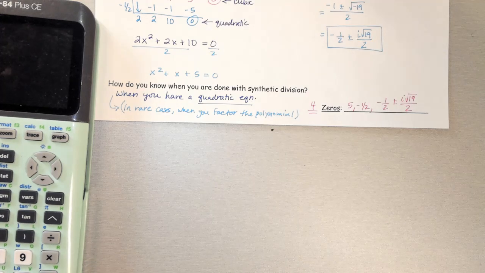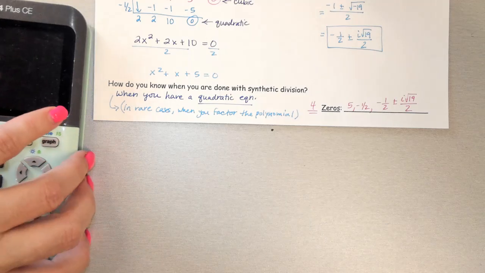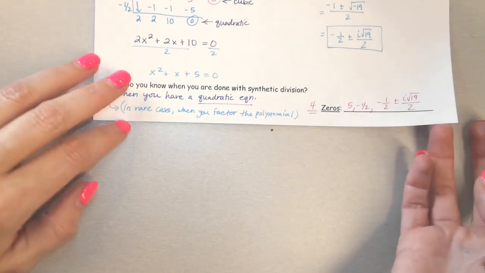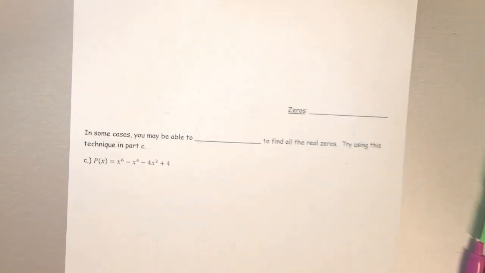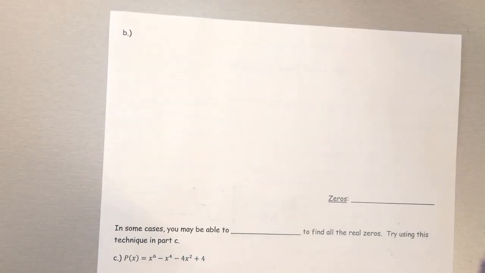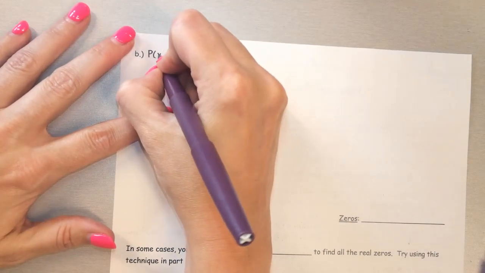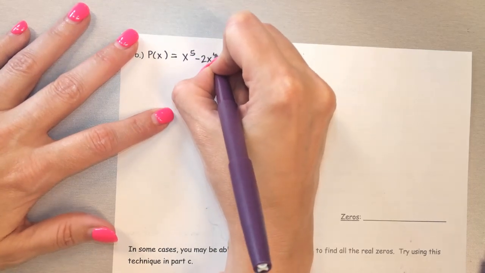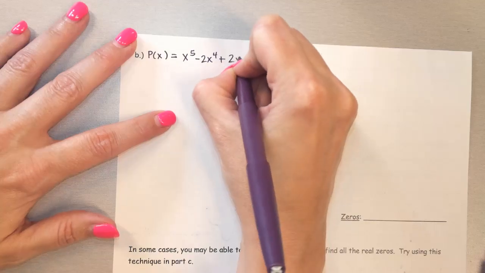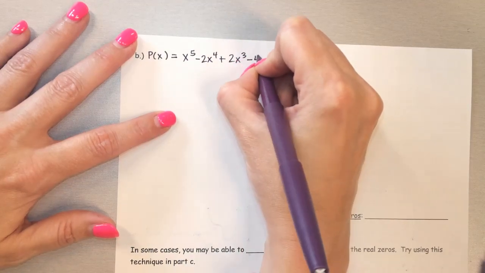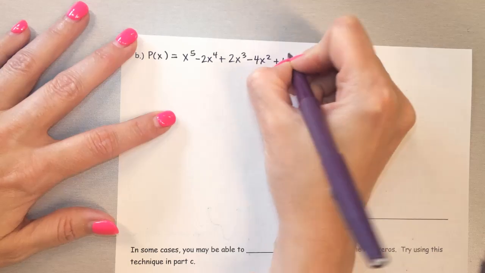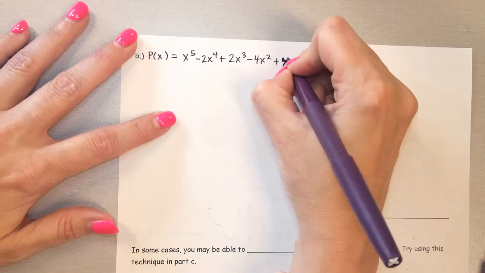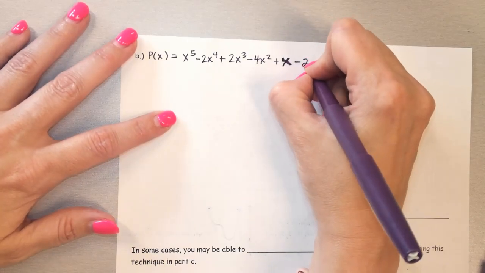Okay, so for part B, we're going to do something similar. So I'm going to have you start by graphing a polynomial and finding the x-intercepts. So we have x to the fifth minus 2x to the fourth plus 2x cubed minus 4x squared plus x minus 2.